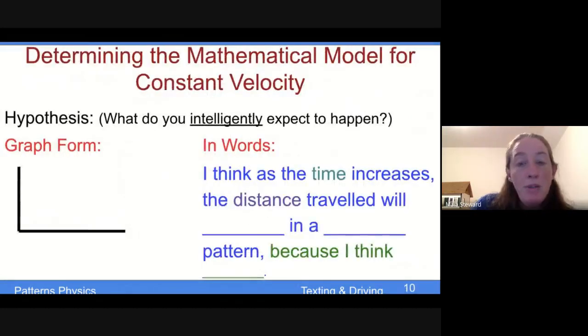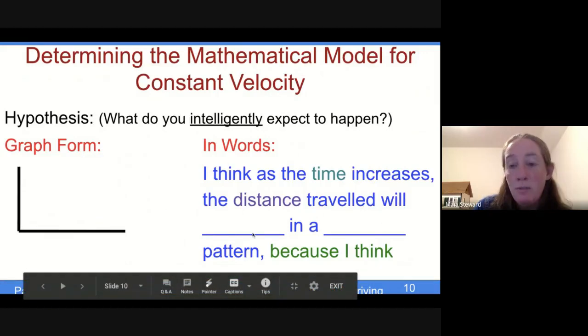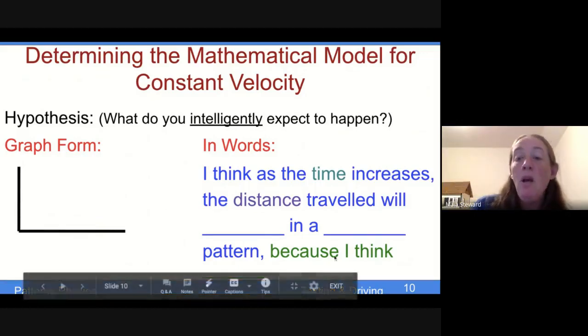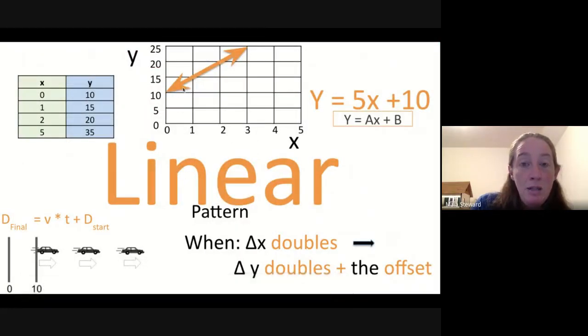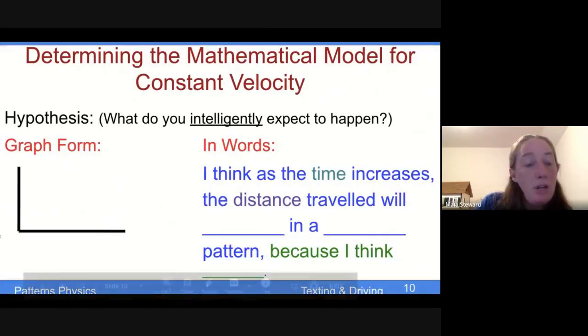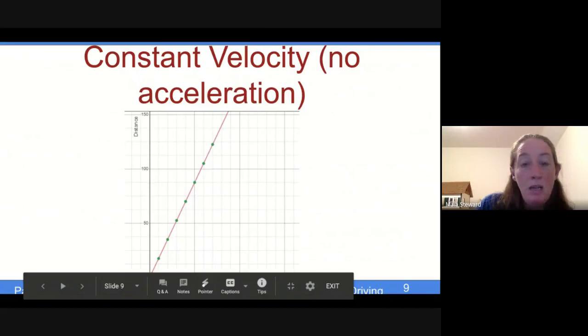So if I were to think of that in words, I could say, as time increases, my distance traveled will, I sure hope in your head you just thought increases. And in what kind of pattern? A linear pattern, because we had that lovely line. So as my time increases, my distance increases in a linear pattern. And how would that look on a graph? Well, we just saw it right here. It would be a line.